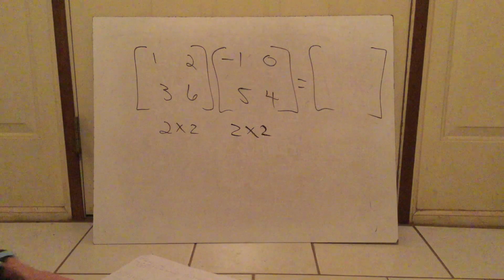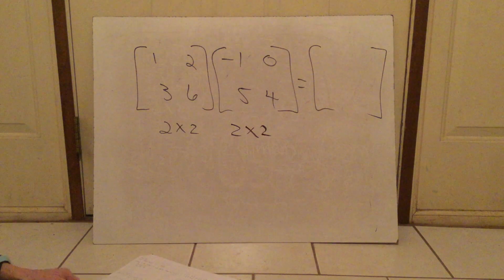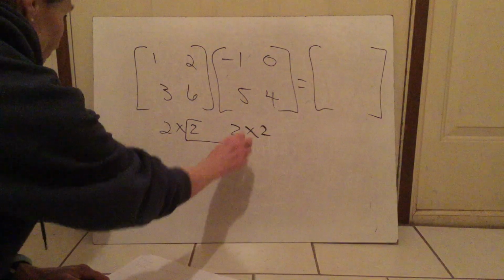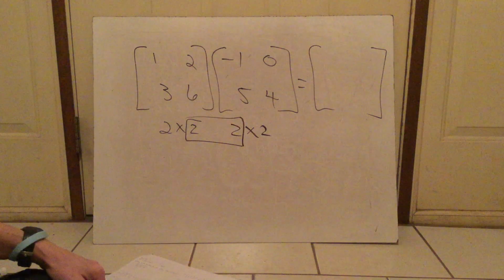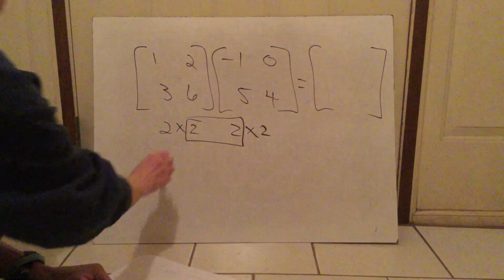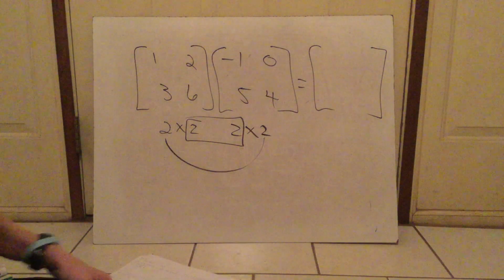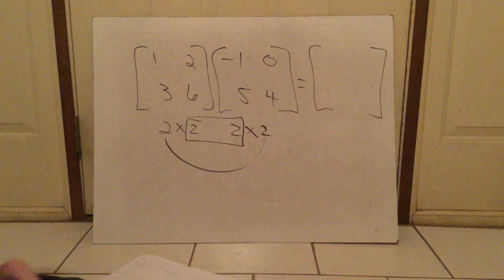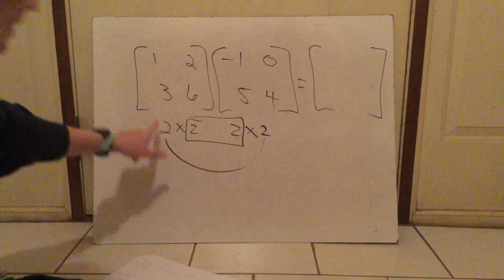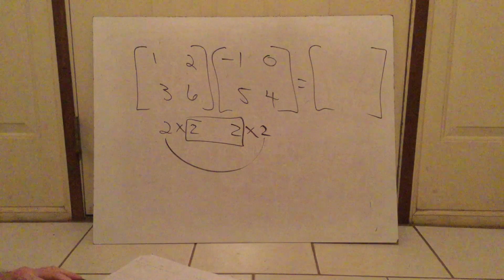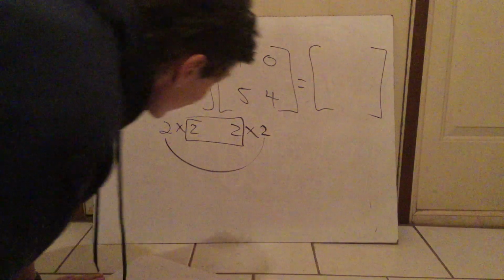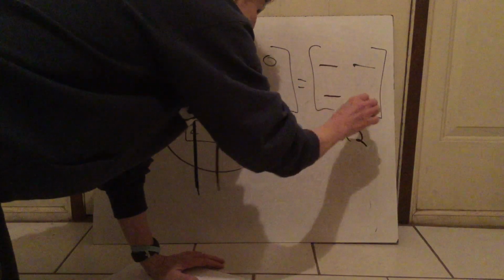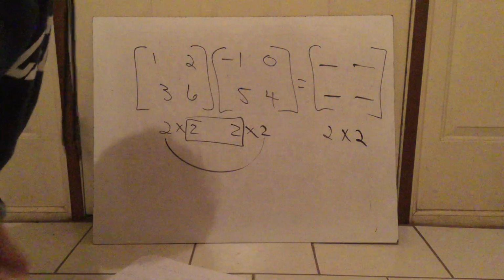Now, the rule for multiplication, remember, isn't that they have to match. The rule for multiplication is these two have to match. And they do. So our answer will be that big right there. If these two match, we can multiply. If we can multiply, then our answer is those dimensions. So I'm going to end up with a 2 by 2, which means it has 2 rows and 2 columns.